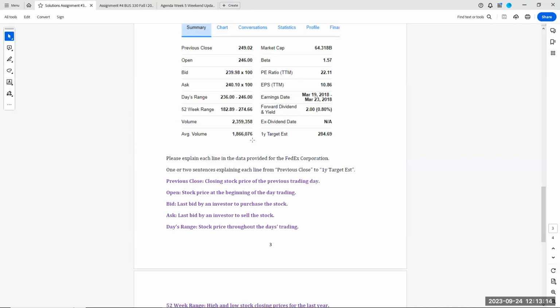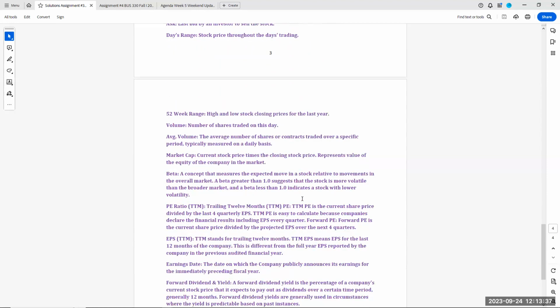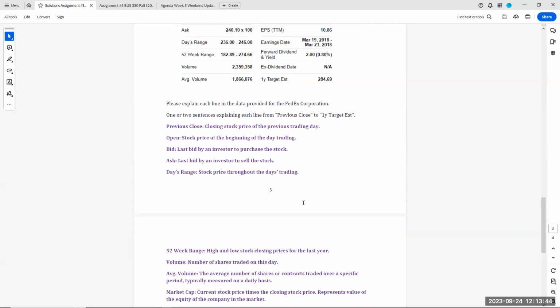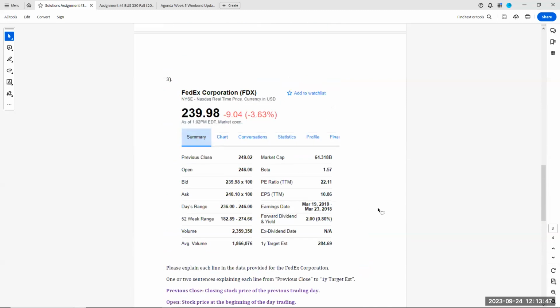I took points off if you didn't tell me what TTM is. Trailing 12 months. All right. Where a beta calculation is by quarter, market cap is on an individual day, but the PE ratio trailing 12 months just goes back to the preceding 12 months. And same with the earnings per share. Many of you defined earnings per share, but you didn't tell me what the TTM was, and thus I took some points off. So that was how I graded that, pretty simply.